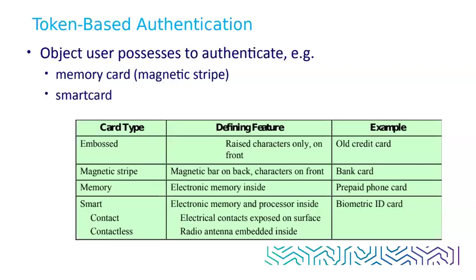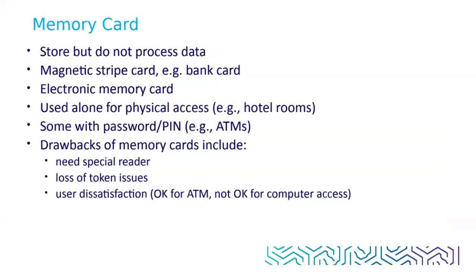So token-based authentication will verify a user's identity using a physical object that the user possesses, like a smart card or security token. It represents something that we have, as an authentication factor, and provides stronger security when it is combined with passwords or biometric authentication. Then we have the memory card.